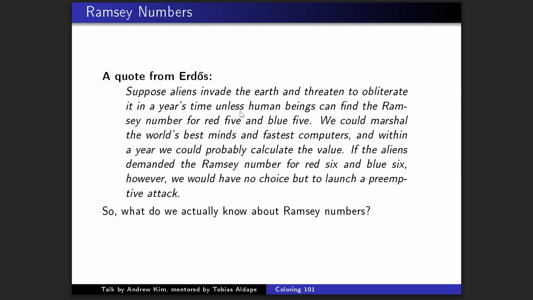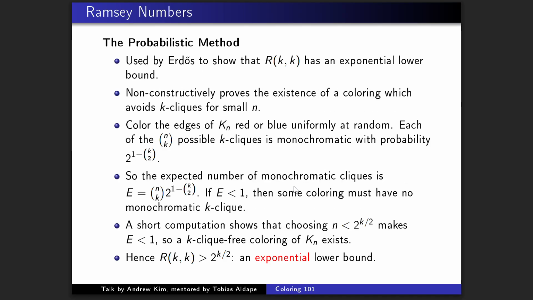And to give you an idea of how difficult this is, Erdős basically believes that if aliens threaten to invade us unless we got the Ramsey number for 6 and 6, then our best course of action would basically be to attack them first. And I think that's kind of a funny quote. But yeah, so if we don't know the exact value of Ramsey numbers, then what do we actually know about them? Well, speaking of Erdős, it turns out that he actually came up with a clever method to show that the Ramsey numbers grow at least exponentially.